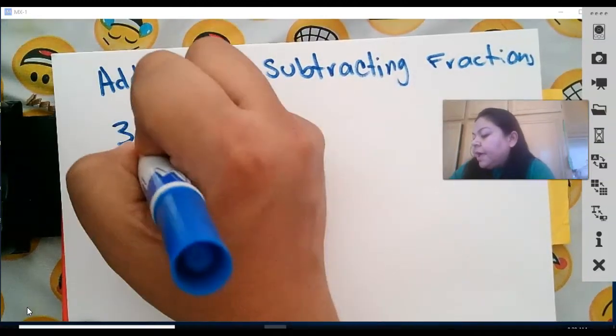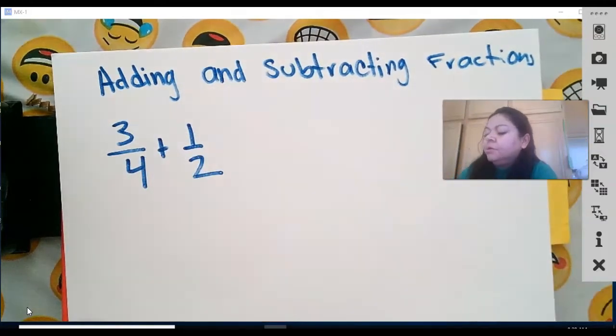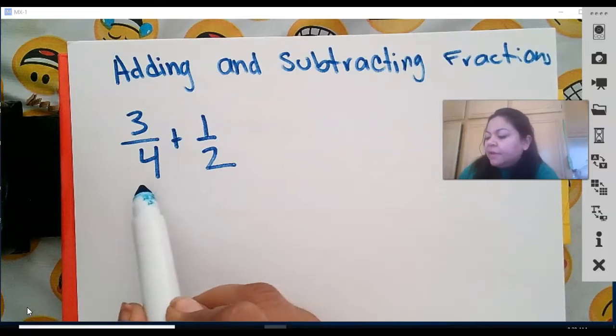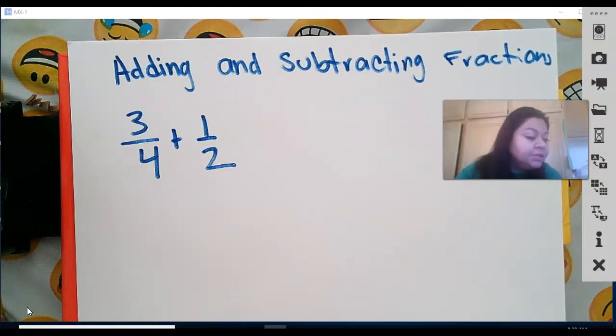So if I'm adding 3/4 plus 1/2, for example. Here we have two fractions and they have different denominators. One of the things that you have to remember is that every time you add and subtract fractions, you have to have the same denominator. You cannot just add it as it is. So we're going to find the common denominator. How do we do that?